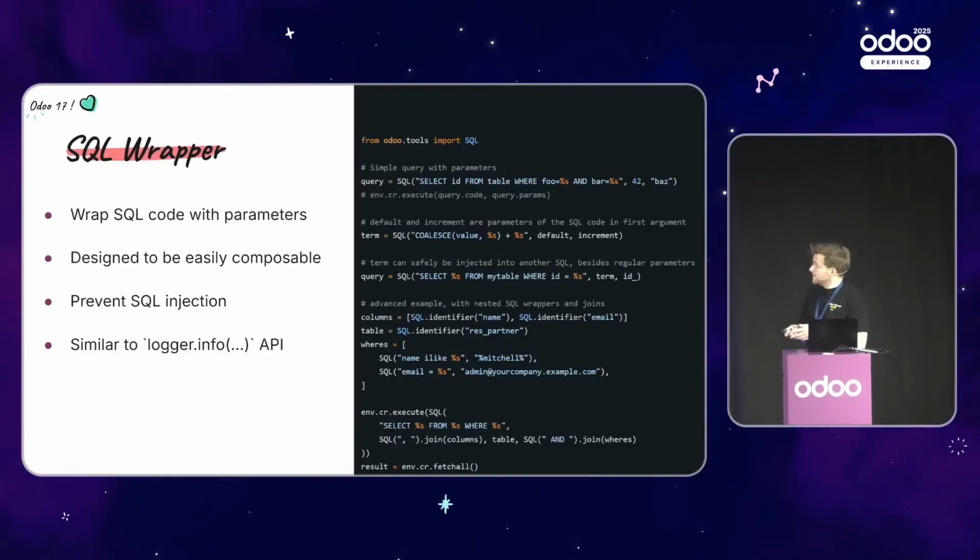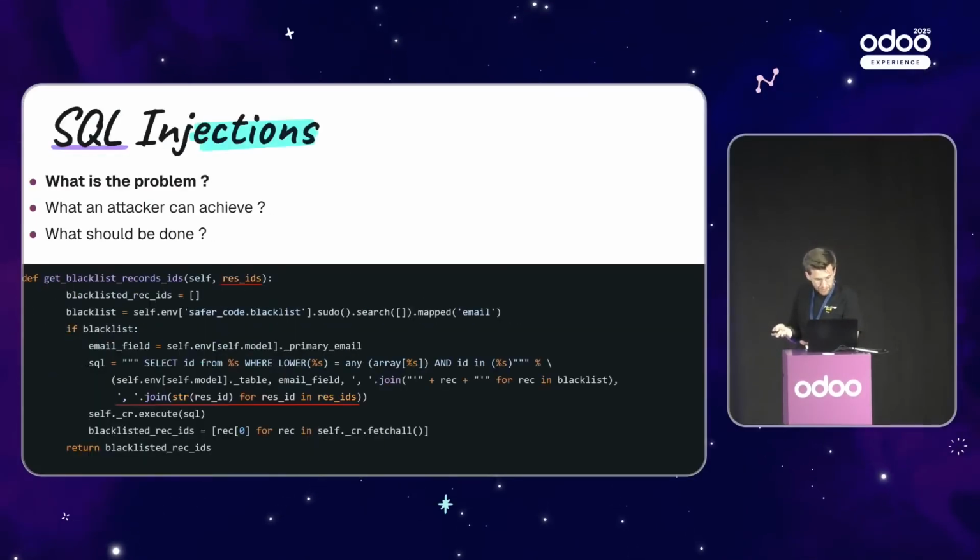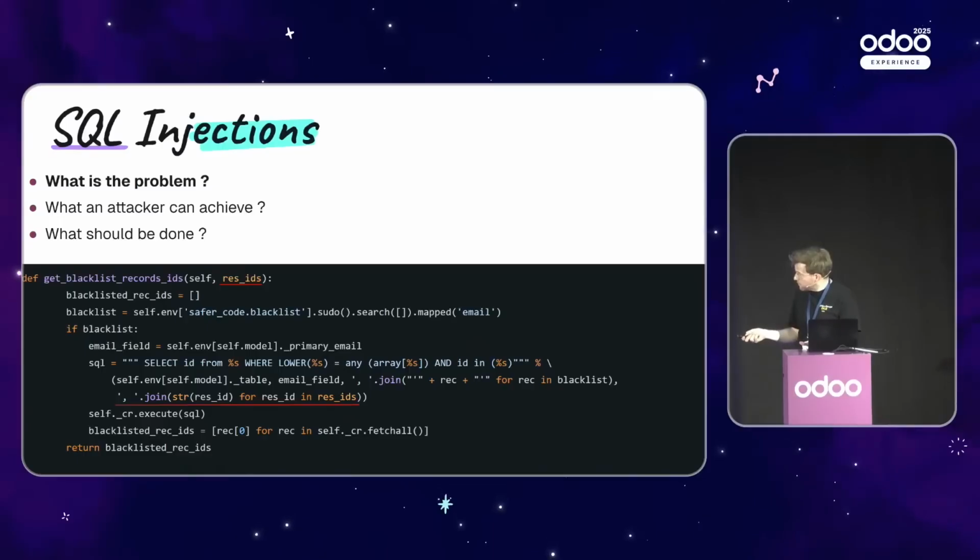Why is this safe? Is that because when you are building your query with the SQL wrapper, it will escape all the things that need to be escaped to avoid SQL injection? Compared to before, where you could pass the parameters through the execute, like before you would have put the parameters just there after a second or third or fourth parameter of the execute.